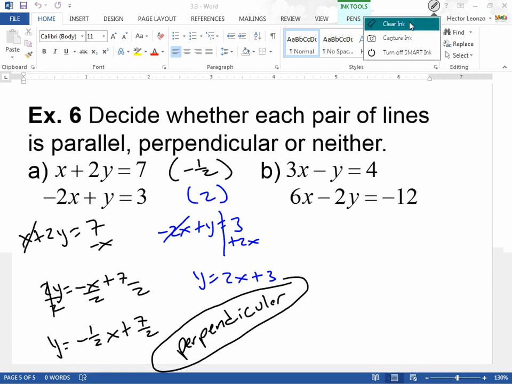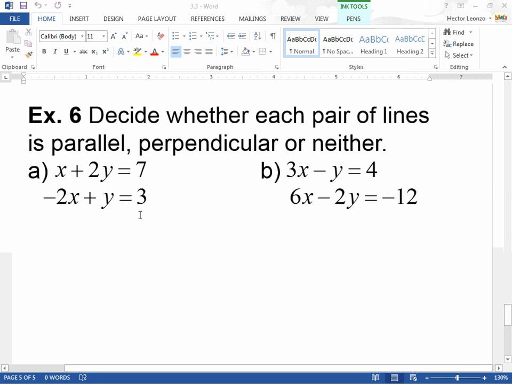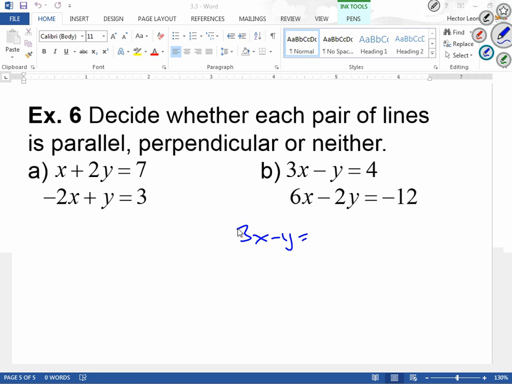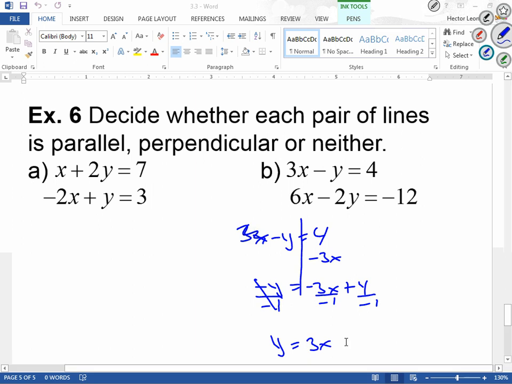Let's take a look at my example B. Let me erase this just for the space. Looking at my first equation, I have 3x minus y equals 4. Separate them through the equal sign. I'm going to move the 3x over. So I have that negative y is equal to negative 3x plus 4. Divide everything by negative 1 because I don't have the y by itself yet. So I have that y equals negative 3 divided by negative 1, that's positive 3x minus 4. So the slope over here, to begin with, is 3.